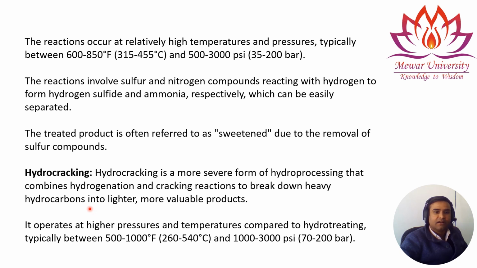It operates at higher pressure and temperature compared to hydrotreating, typically between 500 to 1000 degrees Fahrenheit or 260 to 540 degrees centigrade, and 1000 to 3000 psi, 70 to 200 bar. So you can see the temperature in hydrotreating is 600 to 850 degrees Fahrenheit, and here we have 500 to 1000 degrees Fahrenheit, and the pressure there is 500 to 1000 psi, and here we have pressure up to 1000 to 3000 psi.